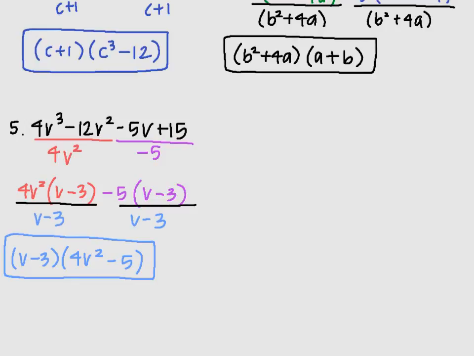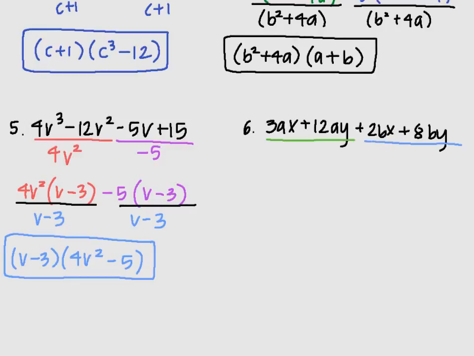The last example, number 6, I have 3ax plus 12ay plus 2bx plus 8by. Again, check to see if you're able to factor the GCF. It looks like all 4 of the terms have no factor in common, so we are going to factor this by grouping. I'm going to group the first 2 terms together, and I'm also going to group the last 2 terms together.